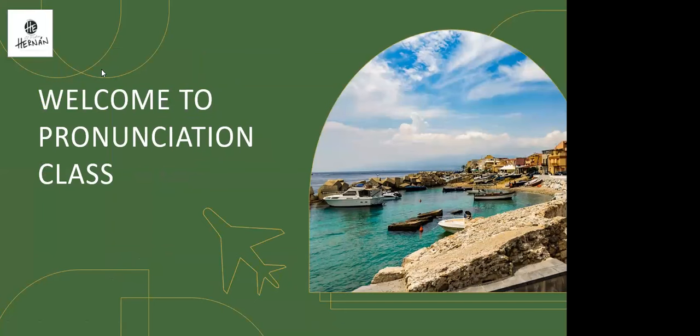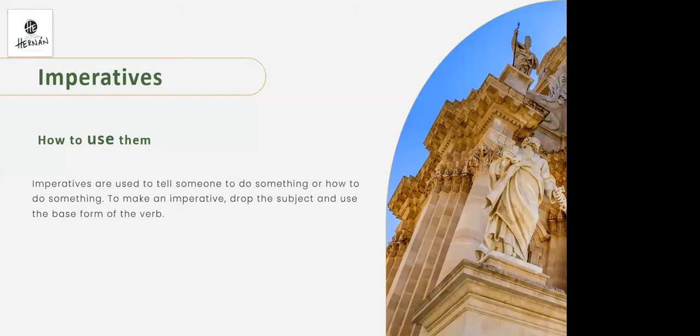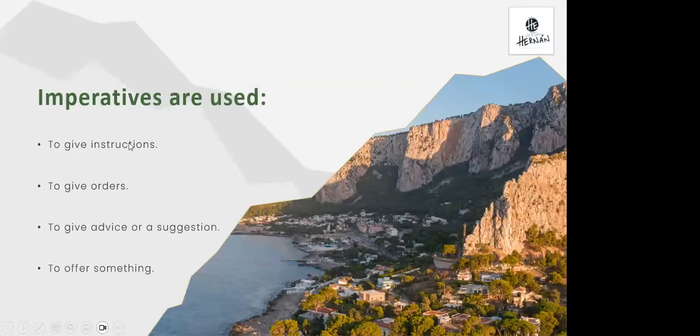So the idea here, guys, is to go over a topic that we hear a lot. In fact, today's topic is called imperatives. How do you use imperatives? Imperatives are used to tell someone to do something or how to do something. To make an imperative, you drop the subject. We don't use I, you, we, they, or the name of the person. And the verb is in the base form, the normal form. We do not use the S or D, no ing, nothing like that.